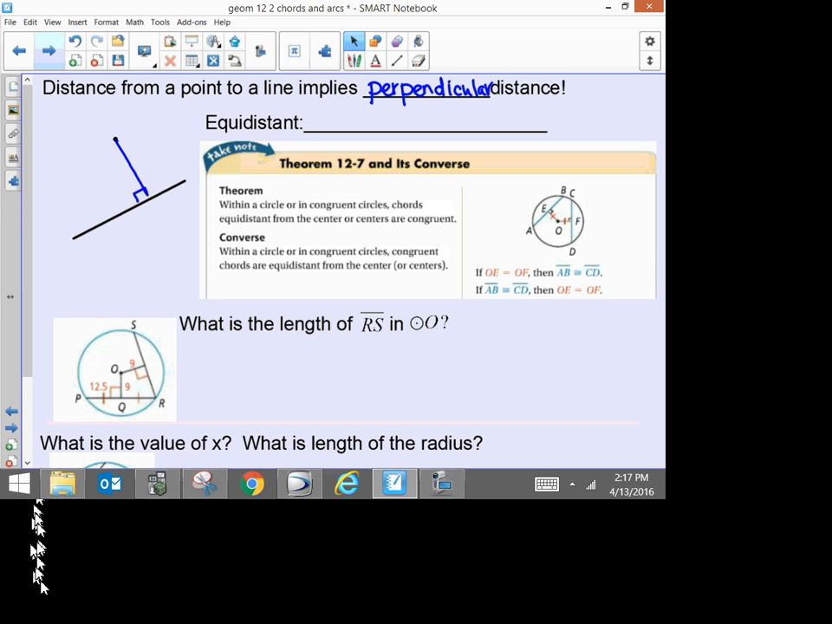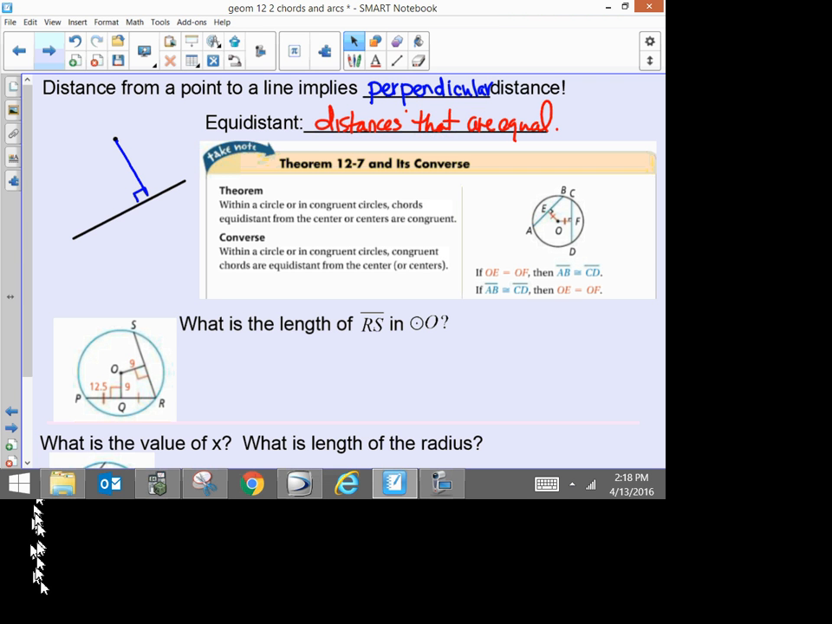Alright, so equidistant, what do you think that means? It's equal. What do you think it means? Two distances that are equal. That's right. Distances that are equal. That's the word, it's one word. You're going to get that implication in this next theorem.